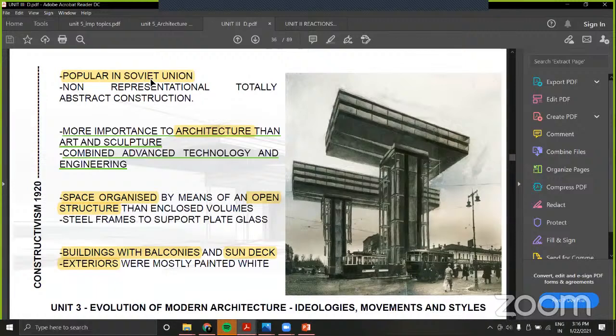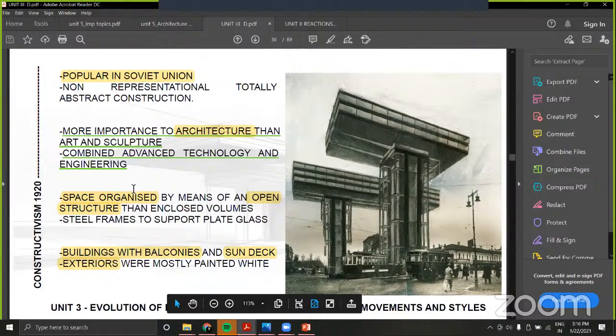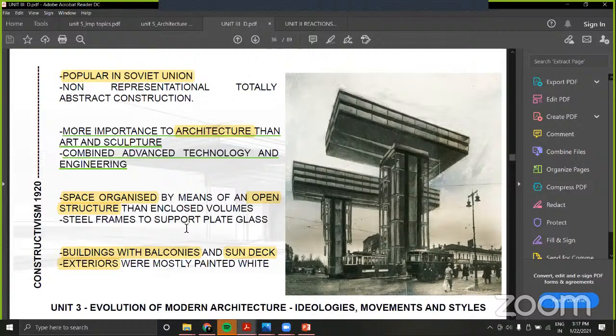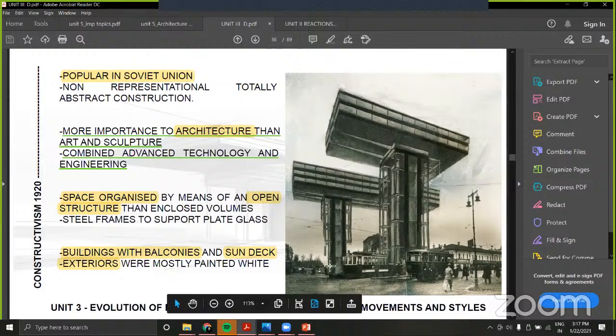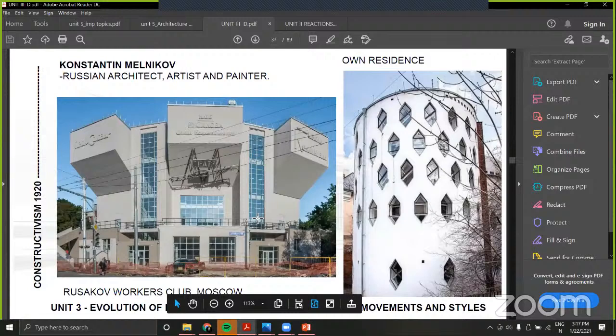So in constructivism, they neglected all that art and sculpture and those technical details. They wanted it to look more like a modern structure. The space was organized by means of an open structure rather than enclosed volume, with steel frames to support plate glass. They started exploring and experimenting with steel in these futuristic buildings. They also wanted buildings with balconies and sun decks, and the exteriors were almost all painted white.